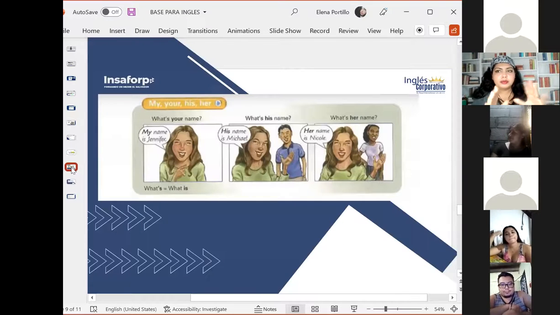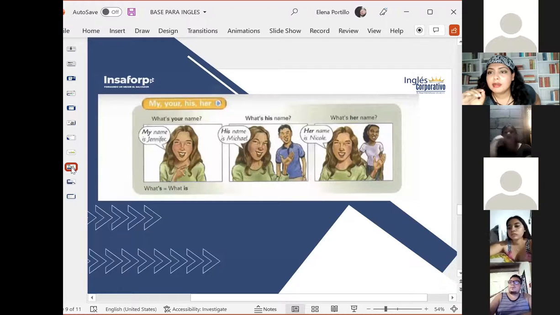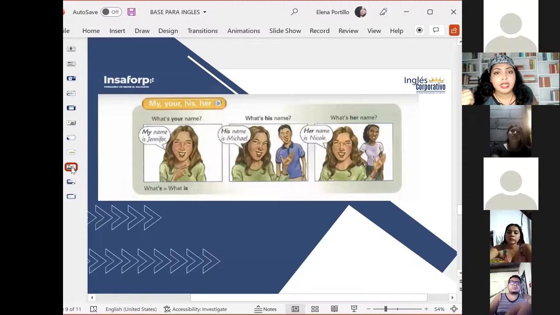Tenemos por acá this conversation and it says, what is your name? What is your? That word that is marked in that phrase. La palabra que está marcada en negrita en esa frase es nuestro posesivo. What is your? ¿Cuál es tu nombre? What is his name? ¿Cuál es su nombre? What is her name? ¿Cuál es su nombre? Pero nos referimos a ella. ¿Ya? His es para él, her para ella.